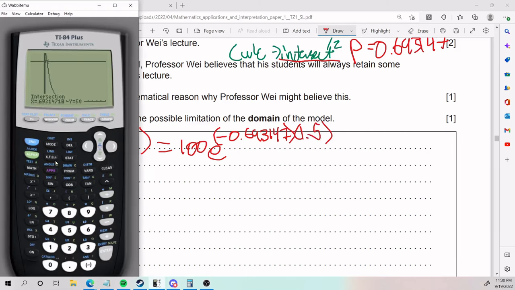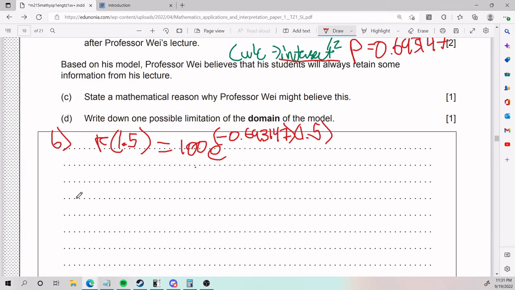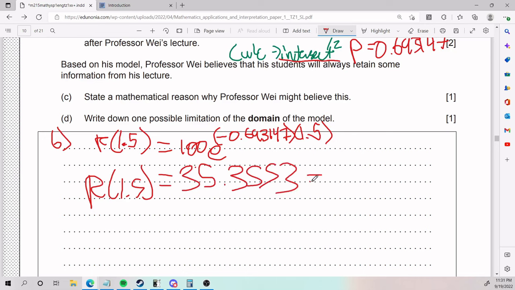And how much is that? Let's go to our calculator. 35.35. See? So for part B, or for R1.5, better said, we get 35.3553, which is the same as 35.4%. See? Given the context of the problem, that's what we're talking about. This is for part B.